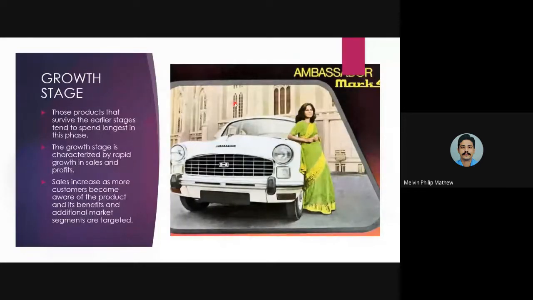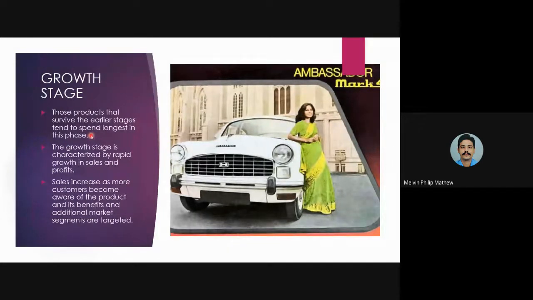Next comes the growth stage. During this stage, the products that survive the earlier stage tend to spend the longest in this phase. Various products are produced across the world, and during the introduction stage, customers try these products, and once they deem them reliable, they continue to use them.